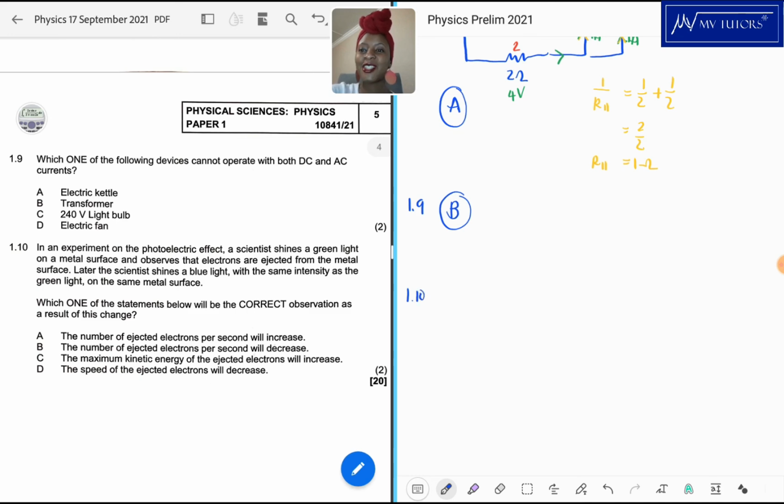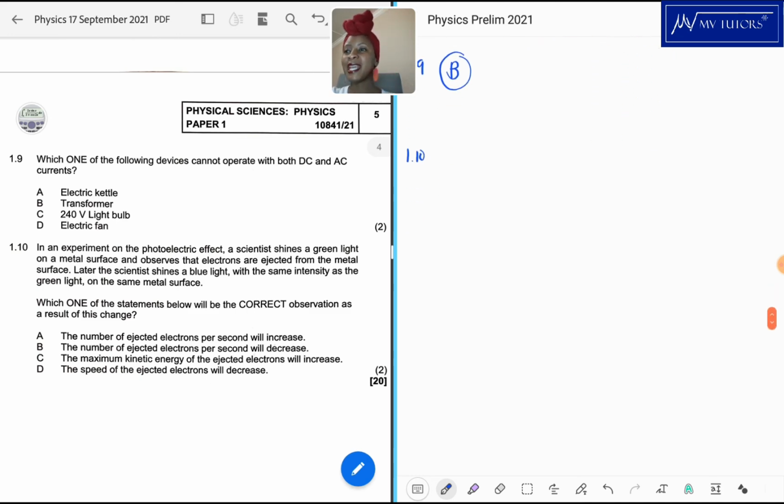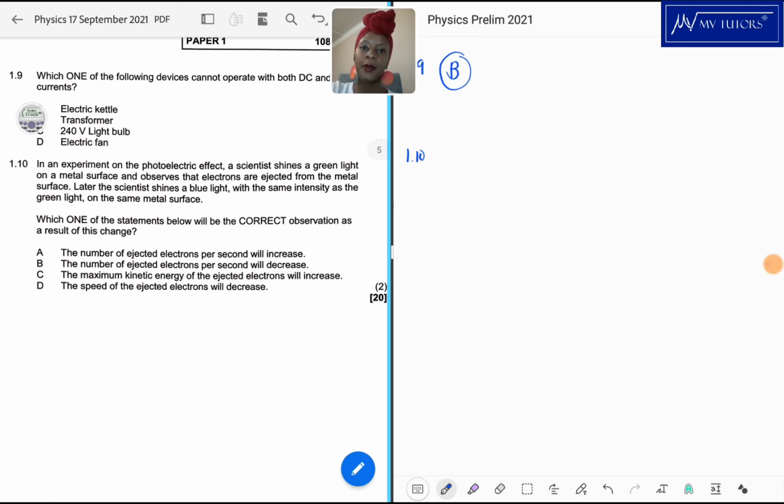And then the last question, 1.10. In an experiment on the photoelectric effect, a scientist shines a green light on a metal surface and observes that electrons are ejected from the metal surface. Later, the scientist shines a blue light with the same intensity as the green light on the same metal surface. So what happened? We went from green to blue. The intensity is still the same.